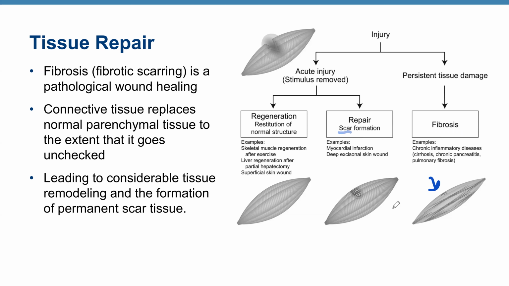But look at this diagram. Not only do we have a small area that is replaced by scar, but the whole organ is actually altered in structure and function. Right, so fibrosis, fibrotic scarring, is a pathological wound healing. Connective tissue replaces normal parenchymal tissue to the extent that it goes unchecked. That's what fibrosis is, leading to considerable tissue remodeling and the formation of permanent scar tissue.